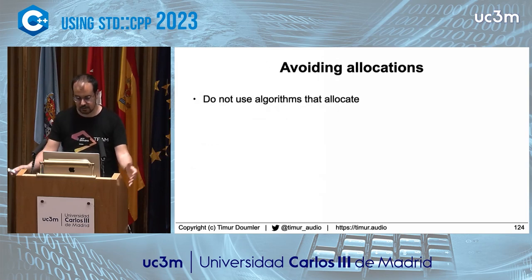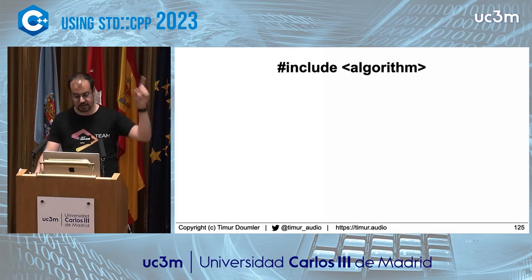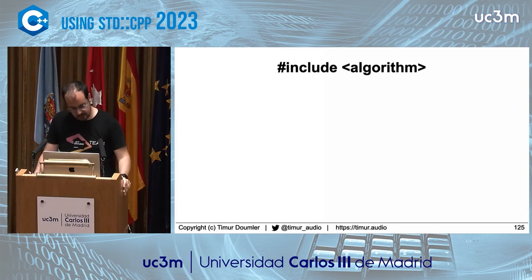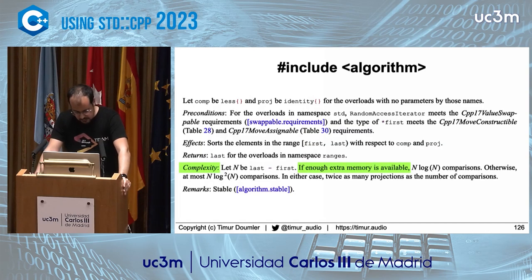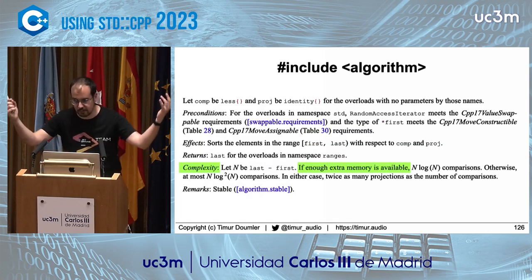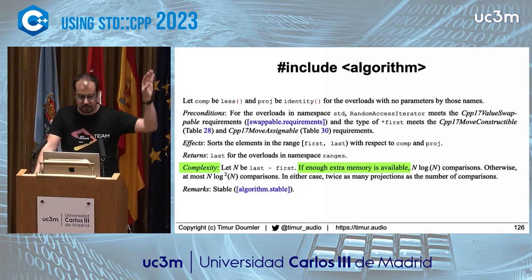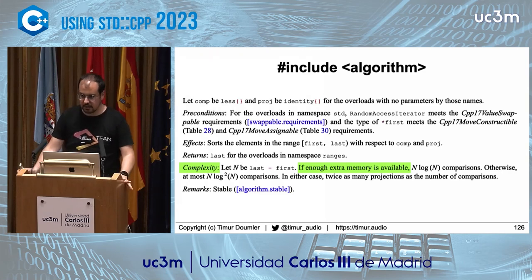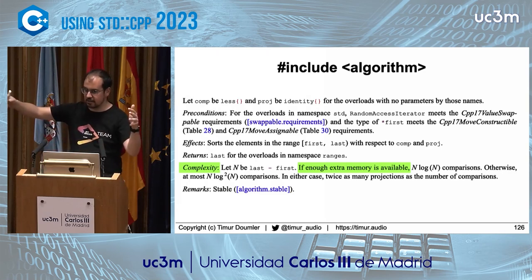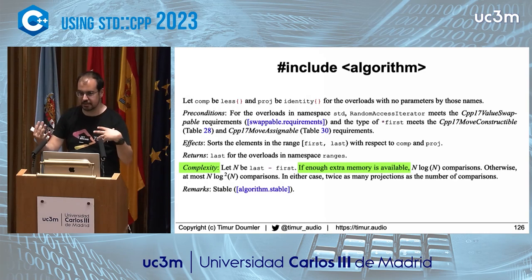So you can't use algorithms that allocate. Actually, little quiz, #include <algorithm>. Lots of algorithms in there. Some of them might allocate memory, even though you're just working with ints or something like this. So whenever you see something in the standard which says complexity: if enough extra memory is available, this is the complexity, otherwise that is the complexity, that means if you allocate an extra memory buffer, there's an algorithmically faster implementation, but then you get an allocation. You don't want that on a hot path.